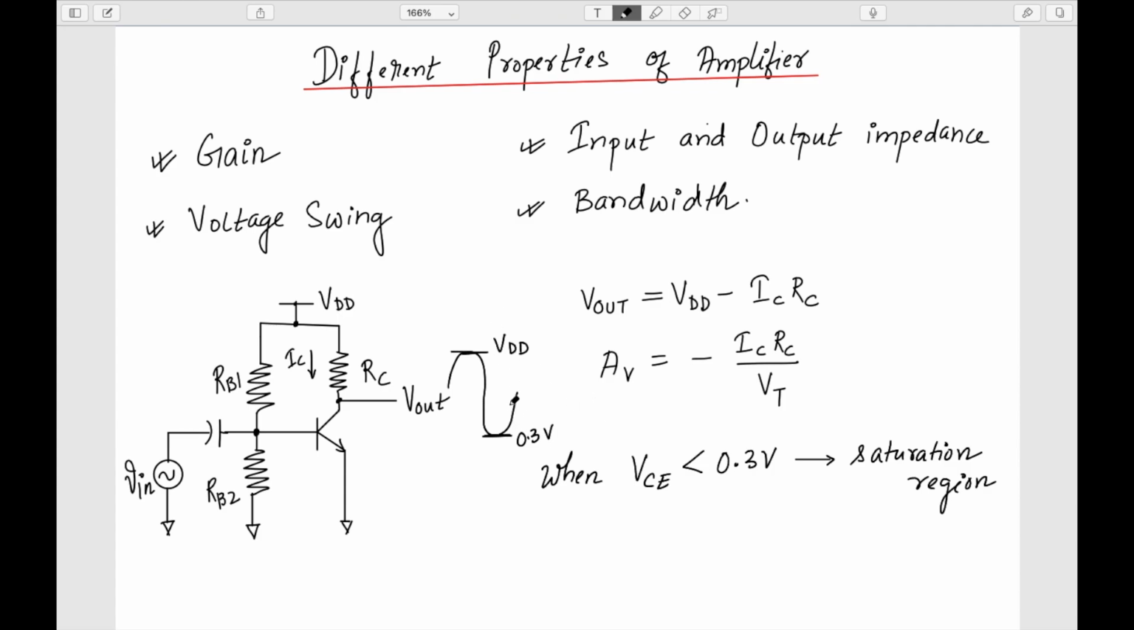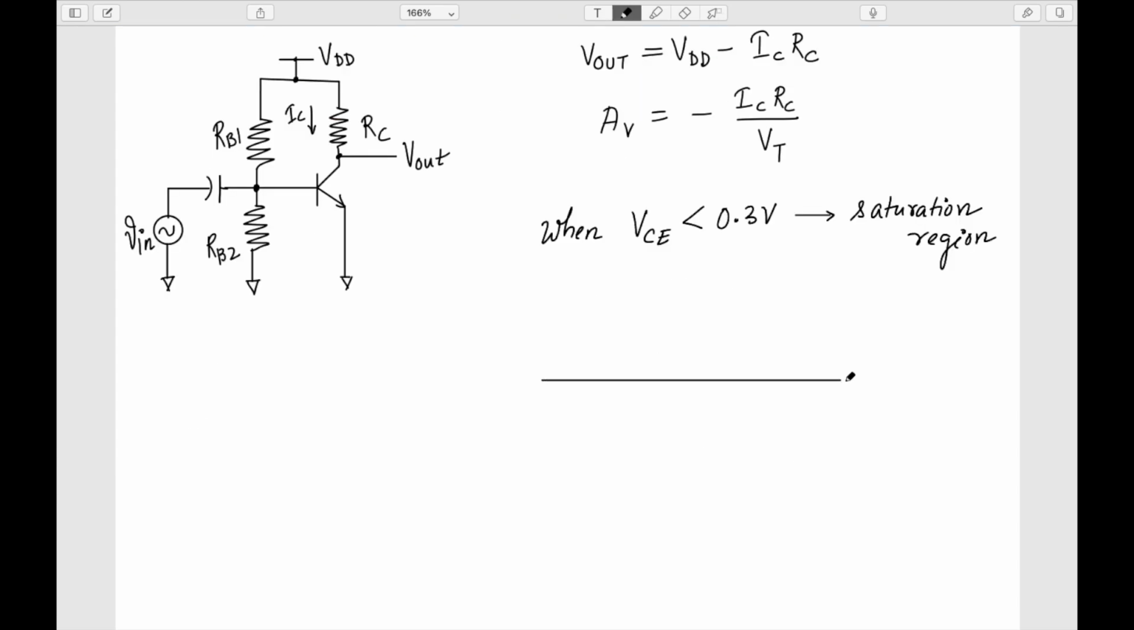So let's rewrite this more properly. If this is my Vout, basically both the AC and the DC, the peak value can go till VDD, and it can go as low as 0.3 volt, which is the saturation voltage.